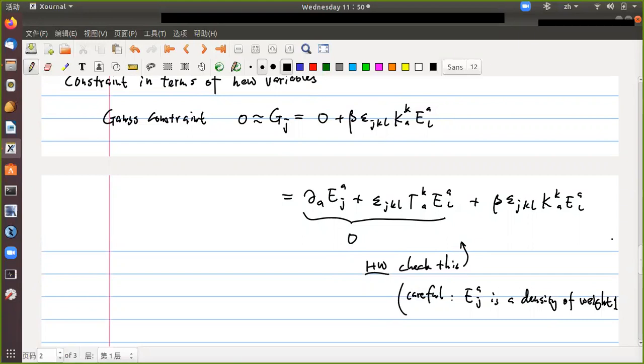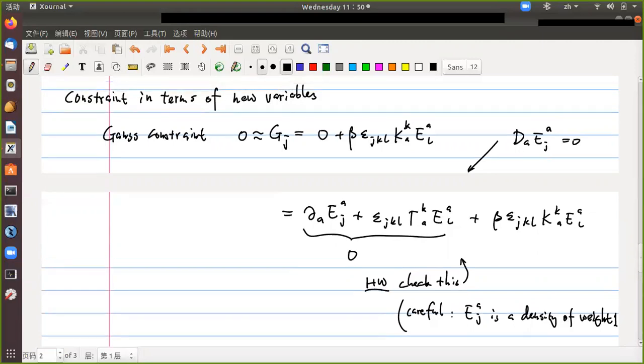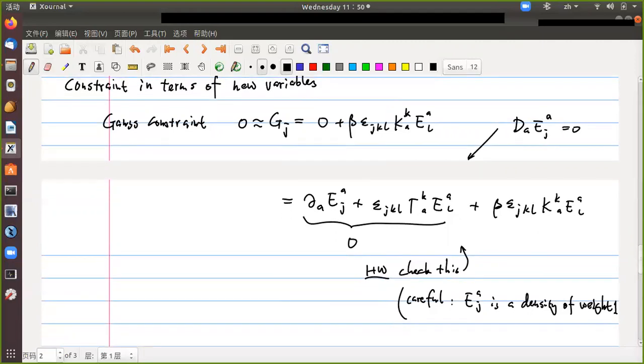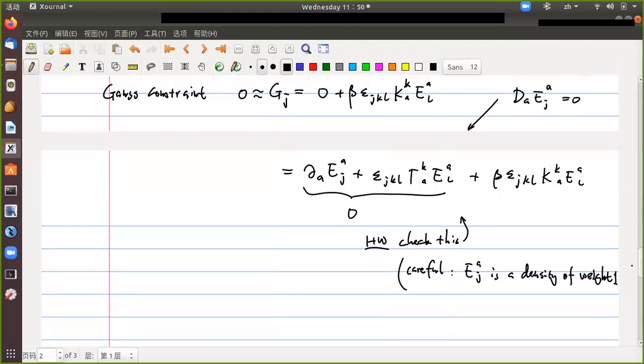Okay, and this formula means that the covariant derivative D A of E A J equals 0. Yeah. So this is actually also related to the compatibility between the covariant derivative and the metric, or the normal basis.